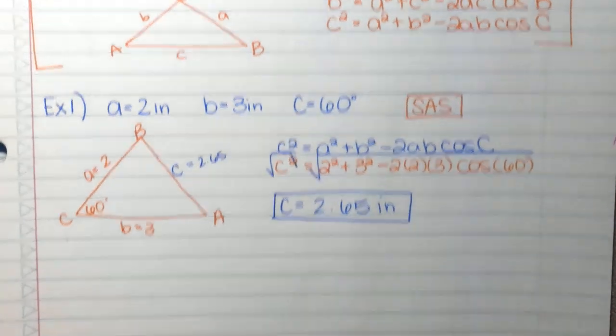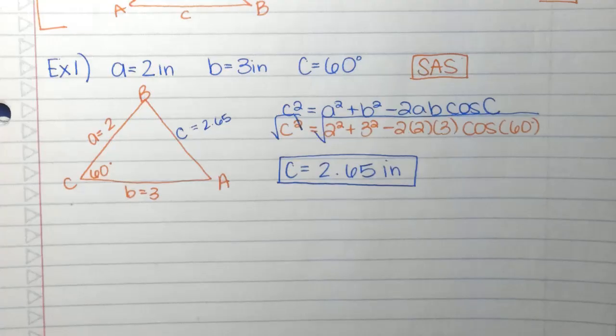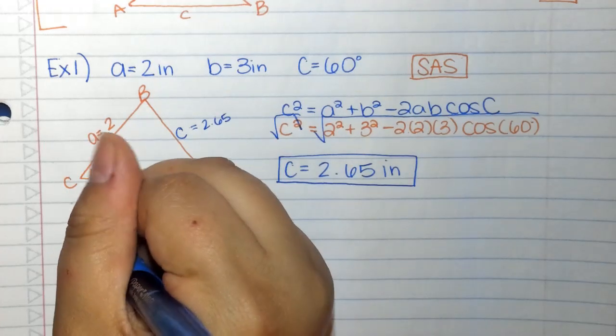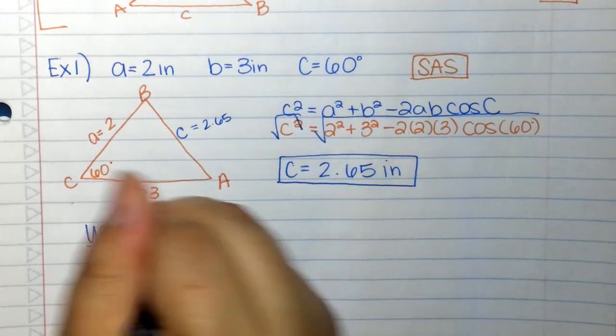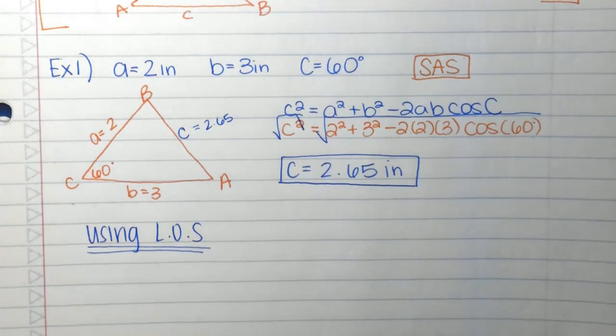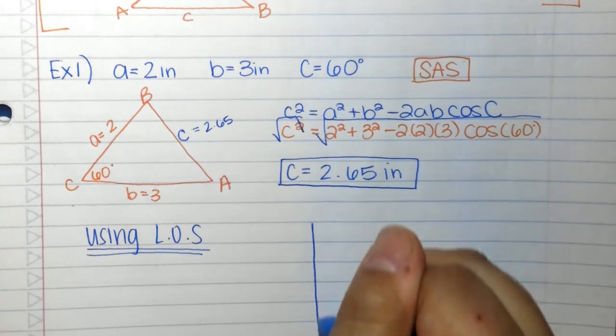All right. Now I still have to find two angles. How can I find two angles? I actually can now use law of sines. I'm going to show you both ways to do this. And then you're going to figure out very quickly which way is the better way. So, using law of sines, how would I do this using law of sines?